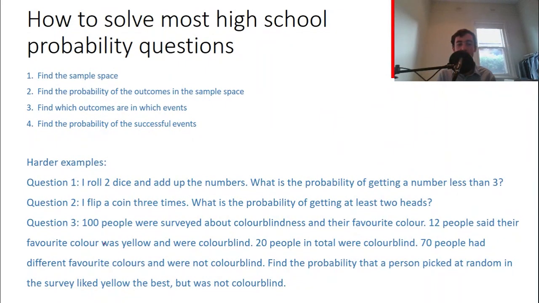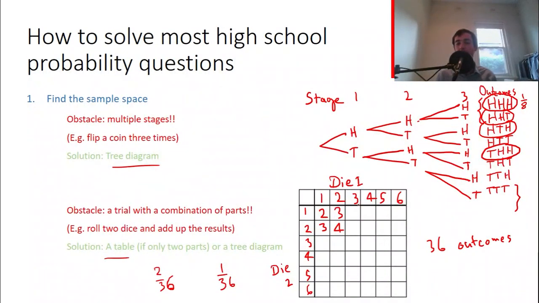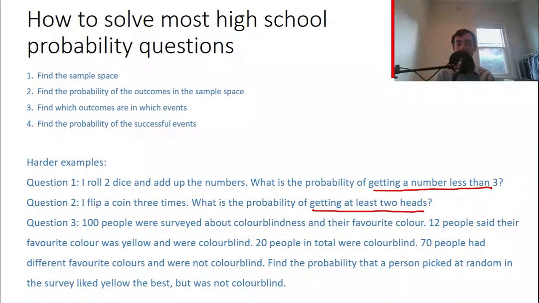Let's look at the next one. Sorry, question number 1. I roll 2 dice and add up the numbers. What's the probability of getting a number less than 3? So in this one, the event was getting at least 2 heads. In this one, the event is getting a number less than 3. Now, we don't actually have to work out the rest of the outcomes in the sample space. There's only one number less than 3, and that's 2. So straight away, we've worked out there's only one outcome in this event. So we've done step 3 for these first 2 questions.